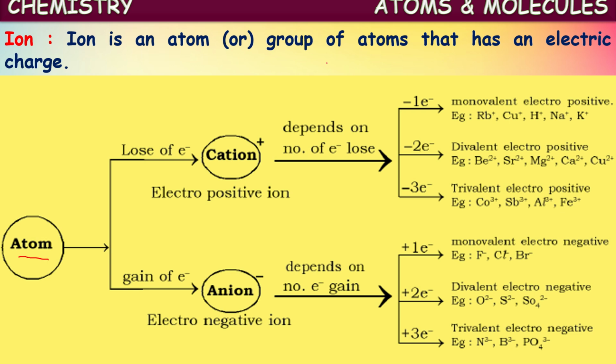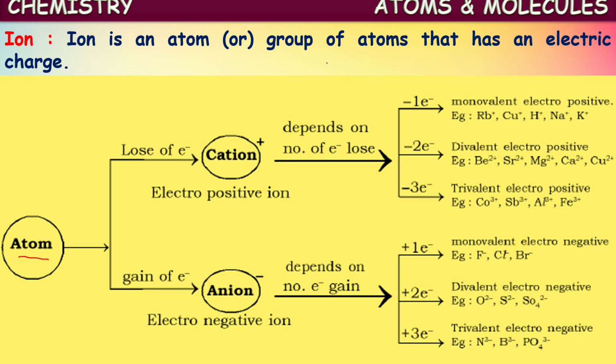Examples: rubidium, Rb plus, Cu plus ion, and H plus, Na plus, K plus. These all ions are formed by losing one electron. They are monovalent electropositive ions.